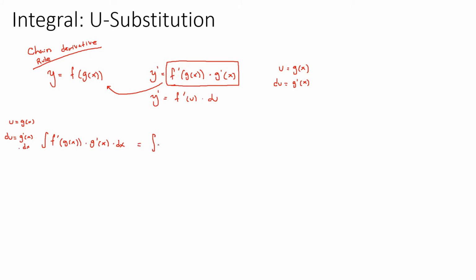If you substitute those, we have the integral of f prime of u times du, which means now the variables match, which leads to f of u plus c, allowing us to get integrals of composite functions. So now let's look at that as an example.